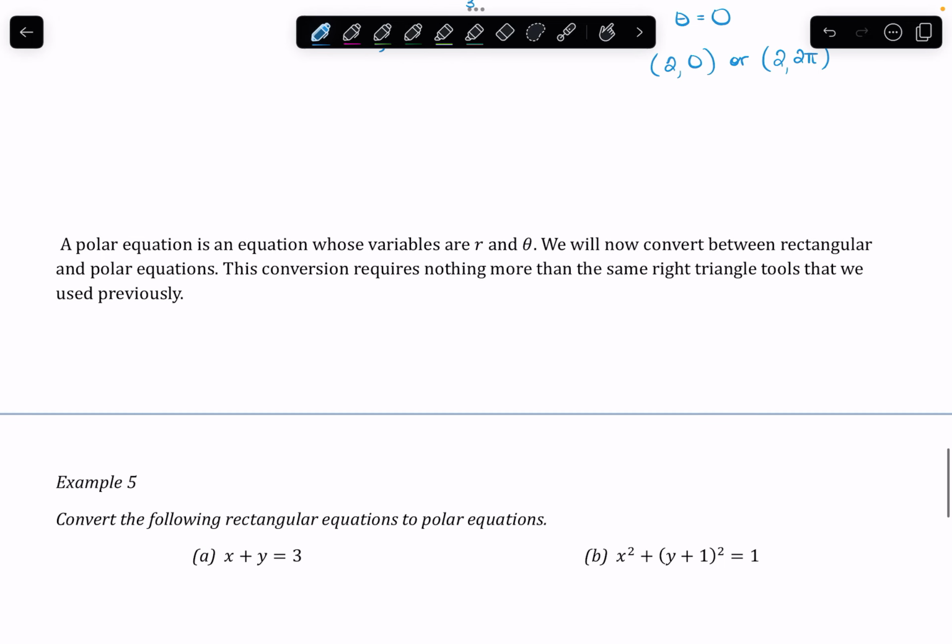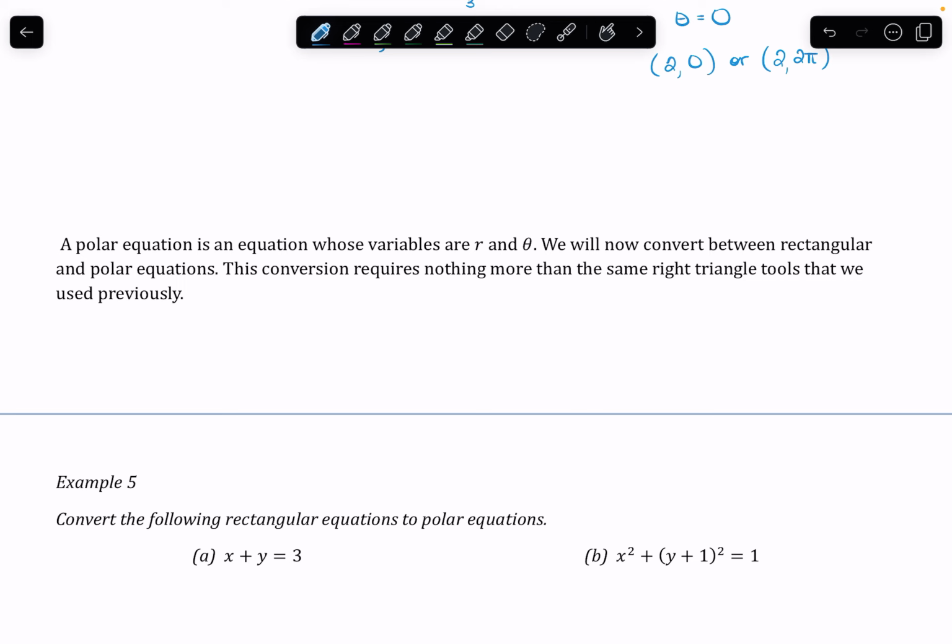So now we're going to go into polar equations. So converting between equations. So we've converted points back and forth. Now we're going to convert equations back and forth. So we're going to use the same ideas that we have up here at the top to get one equation into the other form.